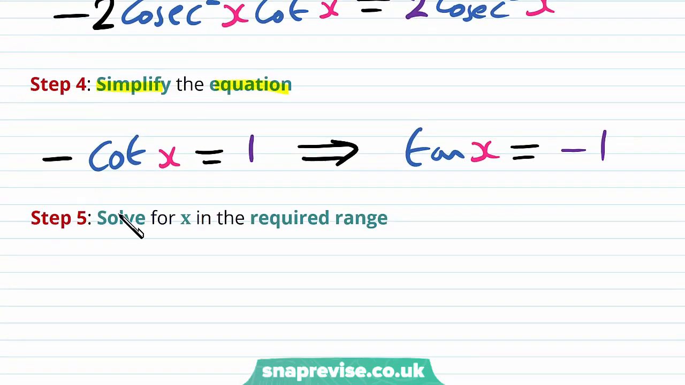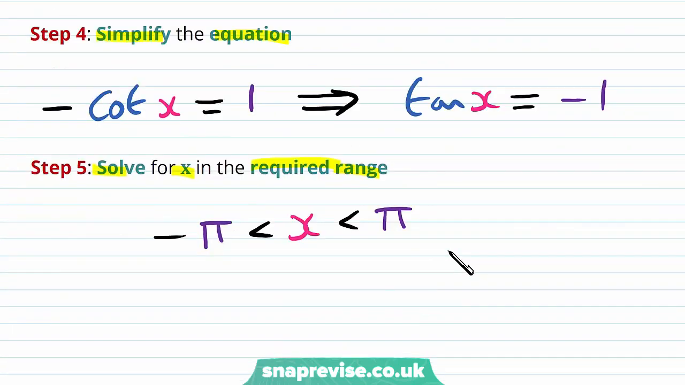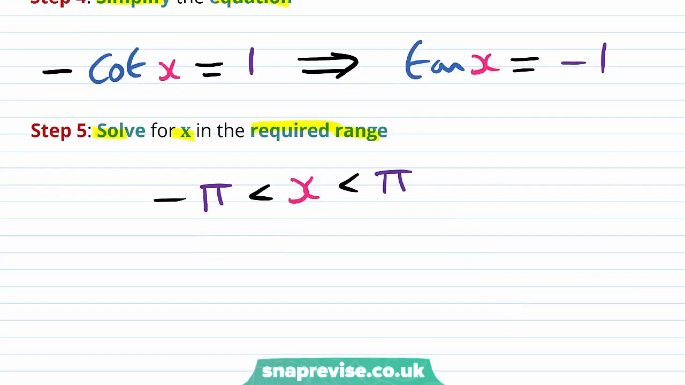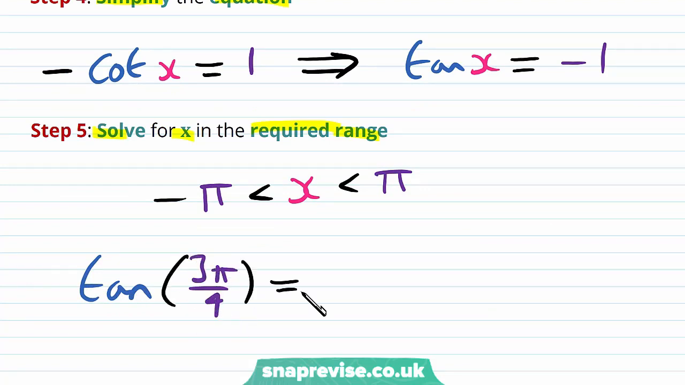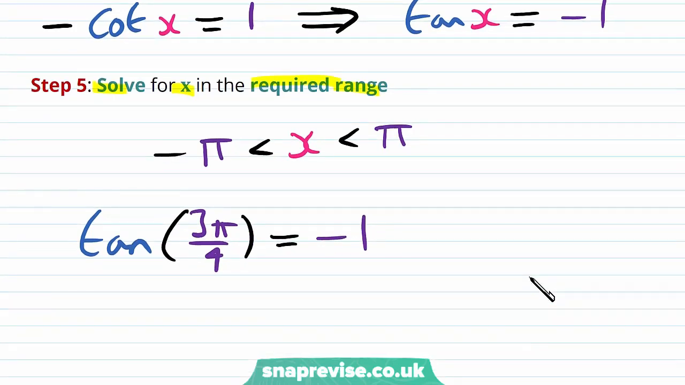Our fifth step is to solve for x in the required range. We were given the range minus pi to pi strictly. By using a calculator, we see that the tan of 3 pi over 4 is equal to minus 1. This is within the range we need. And similarly, we're able to add and subtract pi in either direction, and we get the same result.